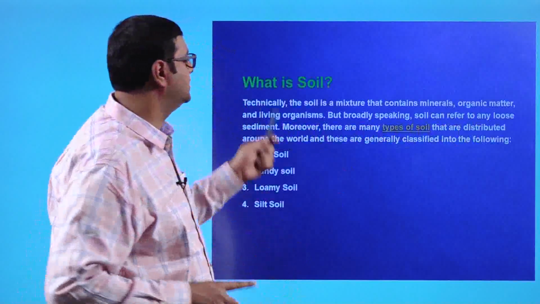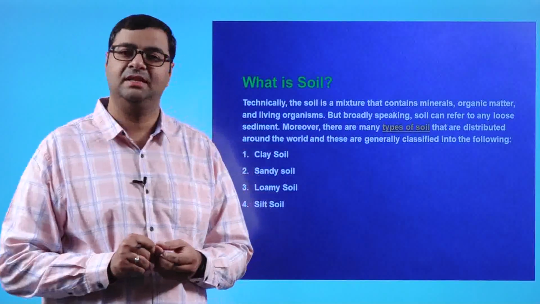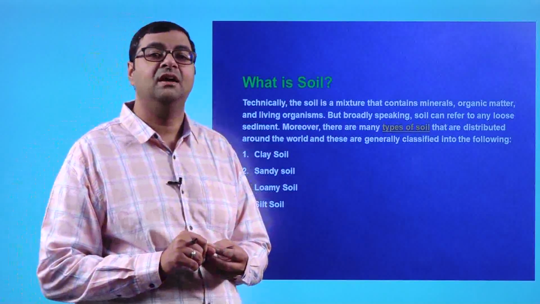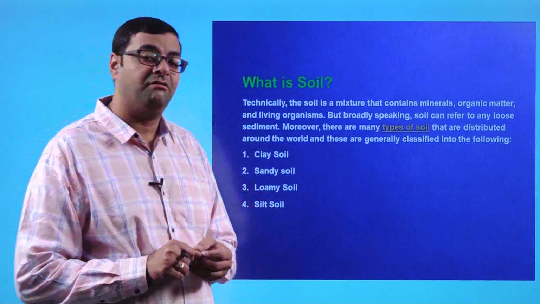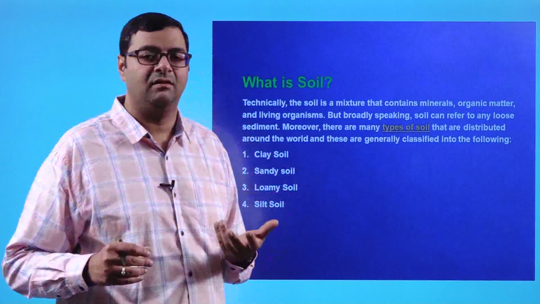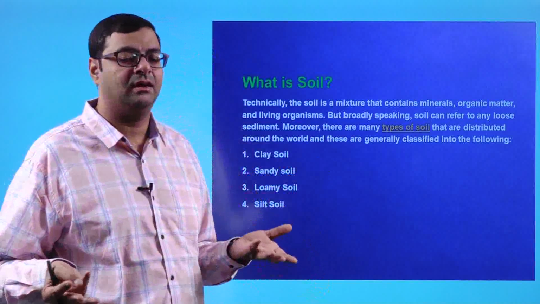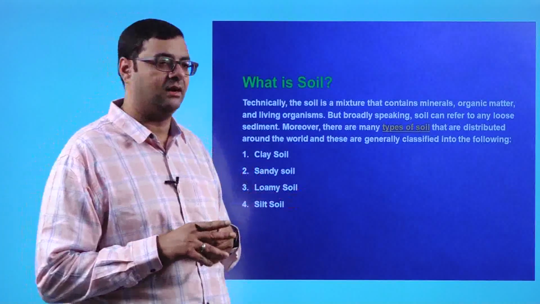Now, what is soil? So all of you know that soil is a mixture. It's not an element or a compound. It's a mixture because we don't have any fixed proportions of chemicals involved in the formation of soil. So it's called a mixture, and it also has certain organic components in it. So let's see what they are.